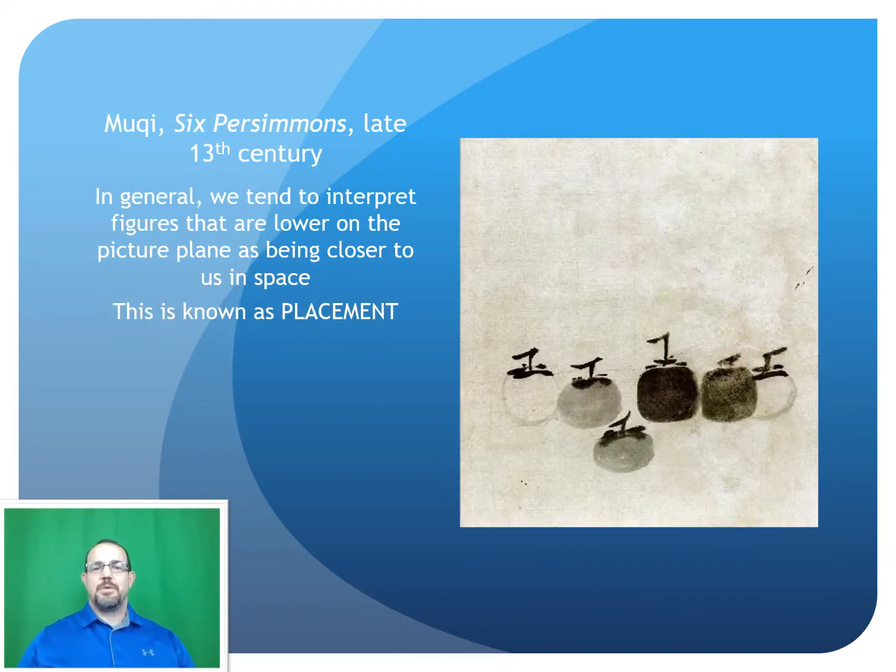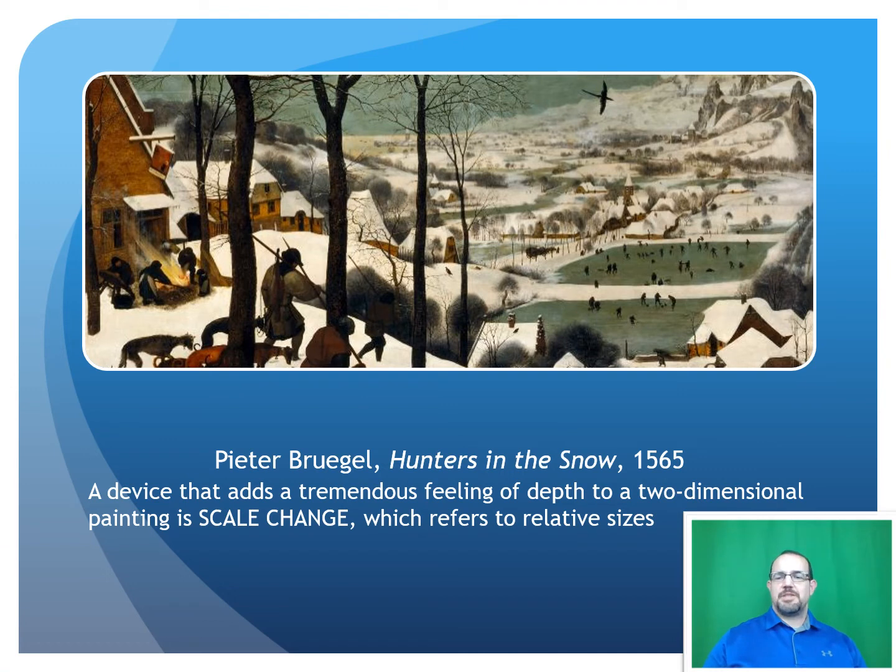In general, we tend to interpret figures that are lower on the picture plane as being closer to us in space, and this is known as placement. A device in this painting titled Hunters in the Snow is called scale change, which gives a tremendous feeling of depth to a two-dimensional painting, and it refers to relative sizes.